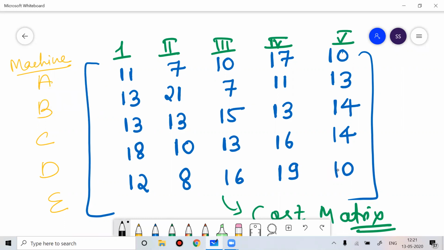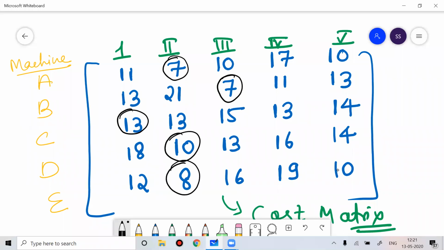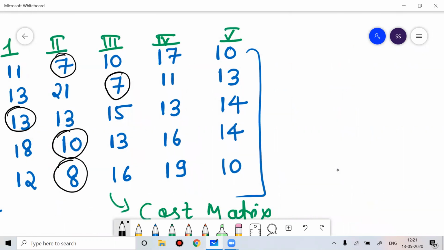Same process, find the smallest element. The smallest element is 7. Then here the smallest element is 7, then 13, then 10, then 8. So find the smallest element in every row, then subtract it from all the elements of the row. Let's do this work. 11 minus 7 is 4.